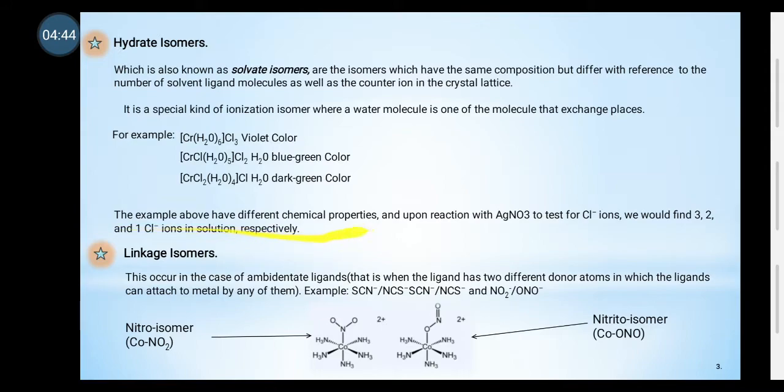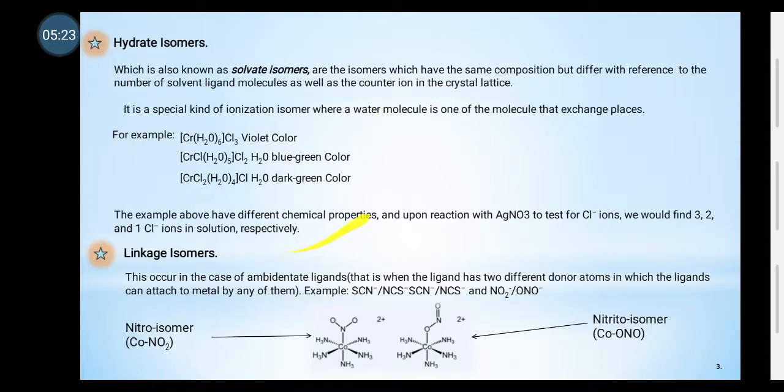So in the example above, they tend to differ. They have different chemical properties upon reaction with AgNO3 to test for Cl- ion. So we have 3, 2, 1 Cl- ions in the solution respectively. What I'm trying to say is that whenever they are dissolved in AgNO3, the chloride ion that is exhibited is different: here we have 3 chlorine, here we have 2 chlorine, here we have a single chlorine. So that's just a brief explanation of hydrate isomer.